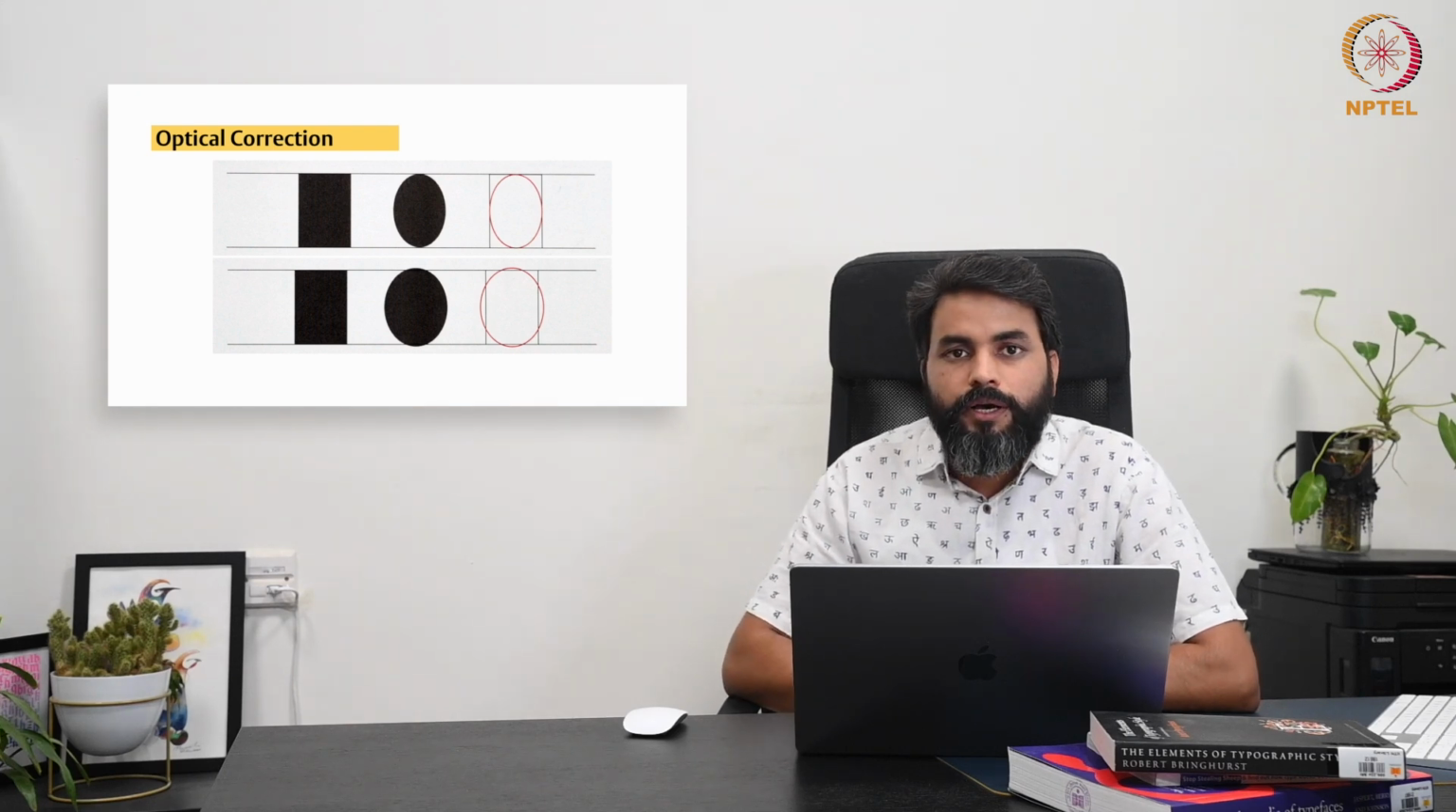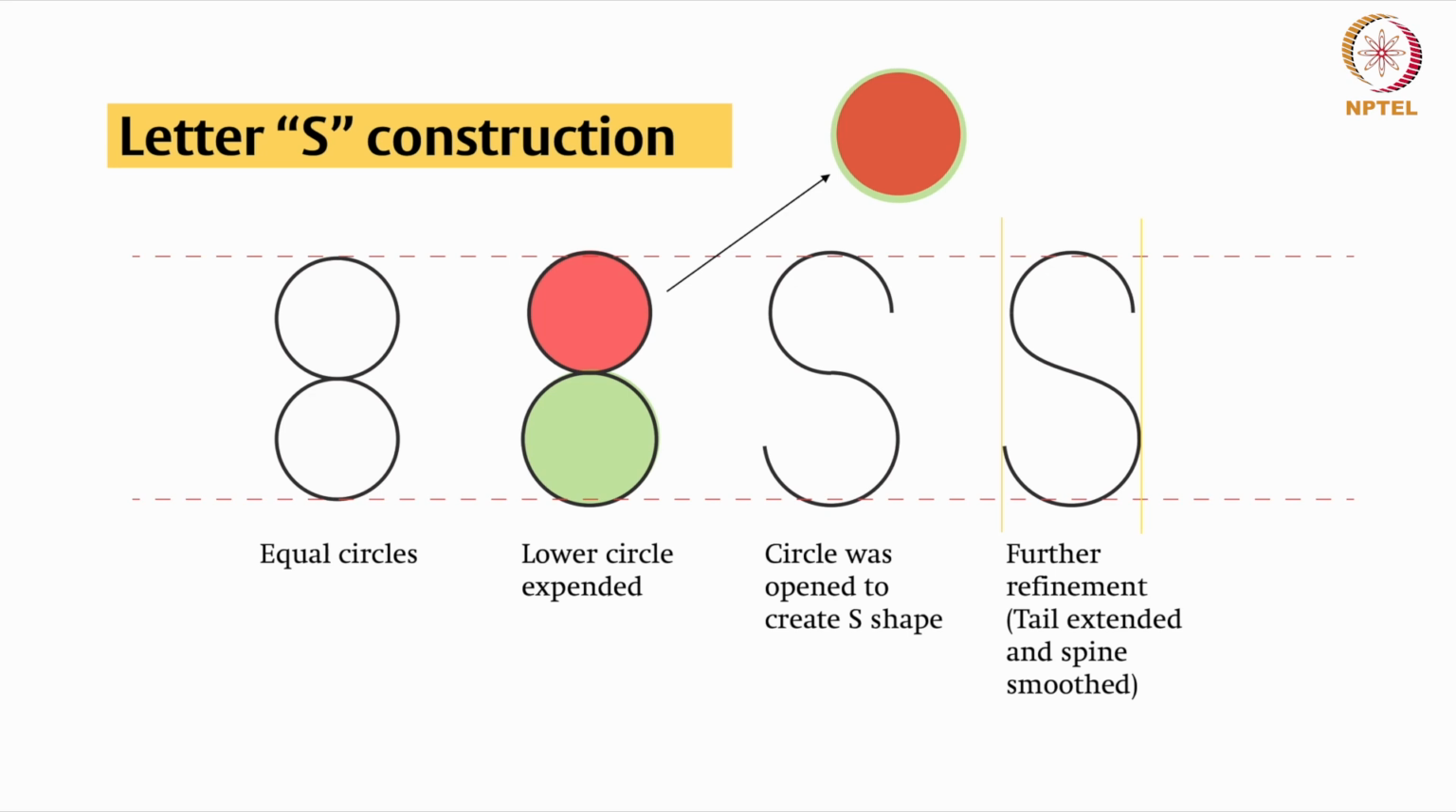Similarly, in letter S, though we feel like the top and bottom circles are of the same measurement, so this is where an equal circle has been used, but it is not. The lower circle is always expanded, right? And if you look at the image, it has been shown in light green color.